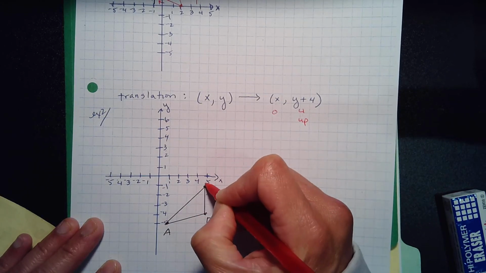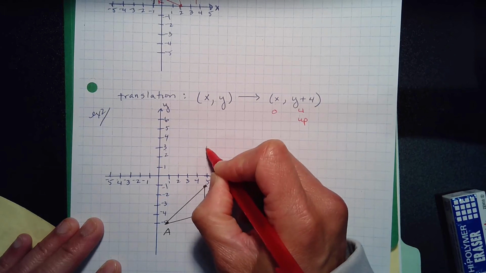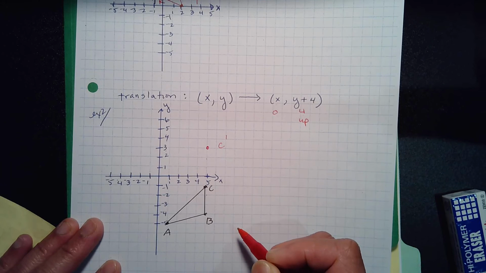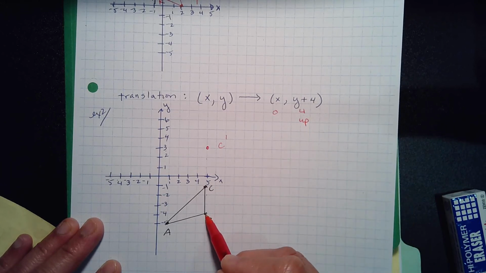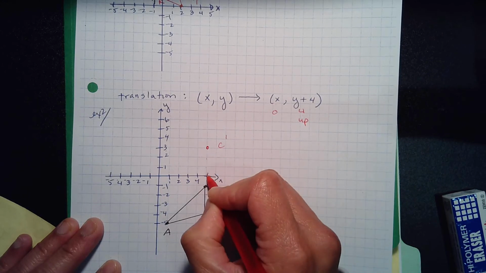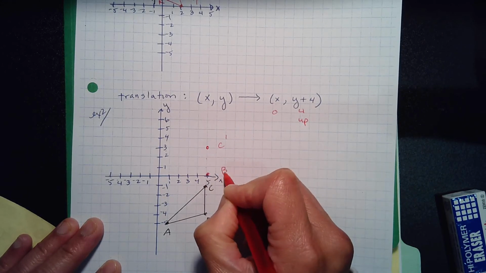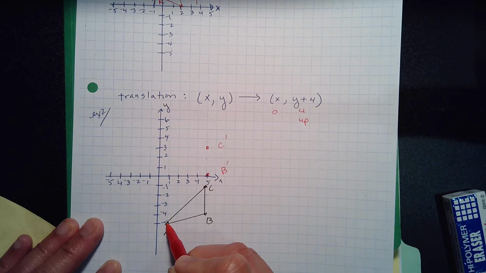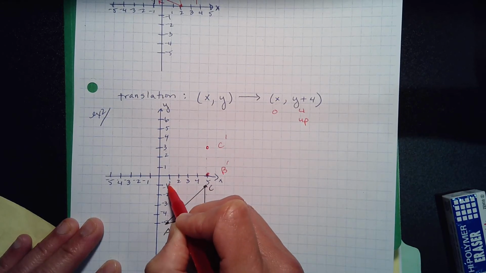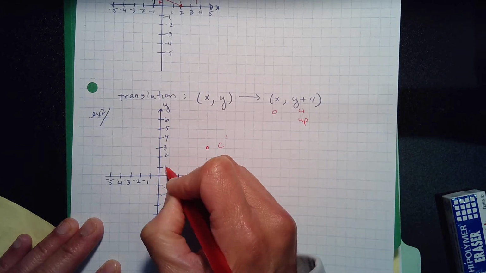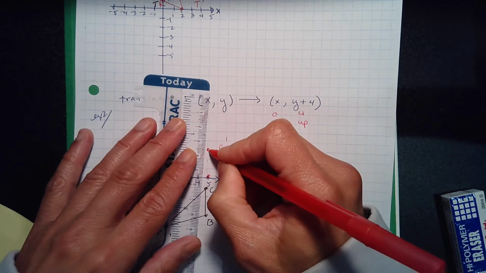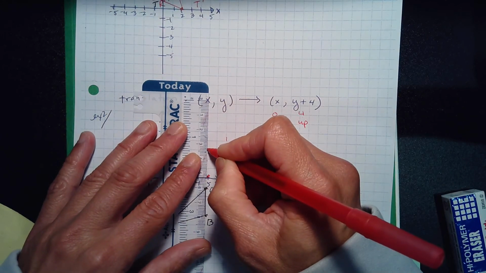So from here, 1, 2, 3, 4. That is C prime. B, we go 4 units up. 1, 2, 3, 4. So that is now B prime. Here, we move 4 units up. 1, 2, 3, 4. So that is now called A prime. So we connect it.